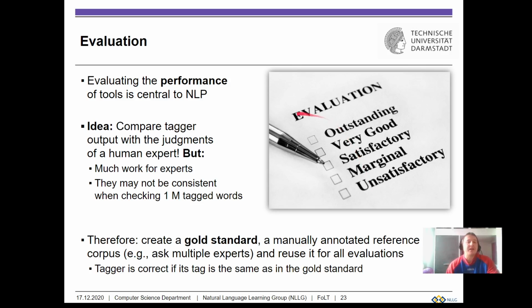So we want to evaluate the performance of different natural language processing tools. So we want to say, is that outstanding, very good, satisfactory, marginal, unsatisfactory. So this is also the evaluation that you will finally receive after having taken the exam in this class. So our idea is we compare the tagger output with the judgments of a human expert, and that's what I've said before. The human gold standard is our reference.